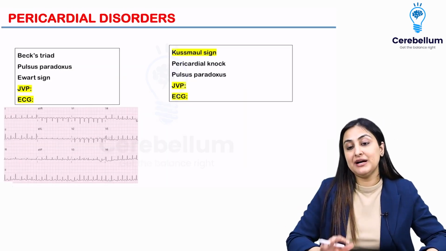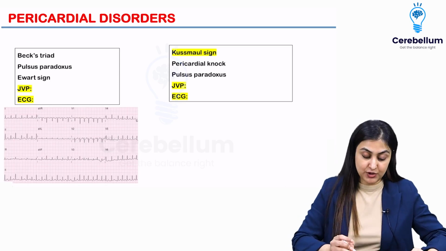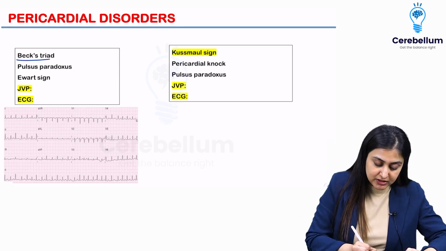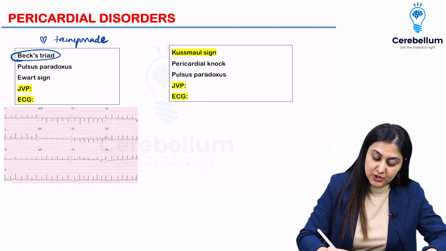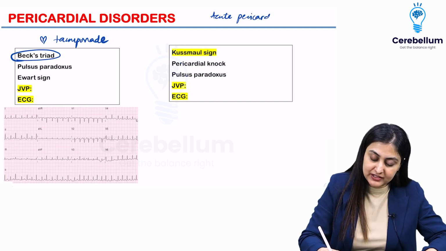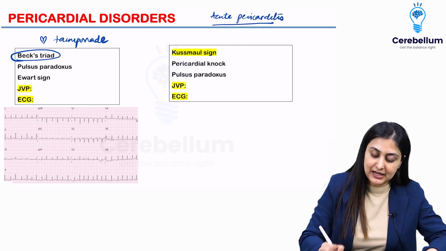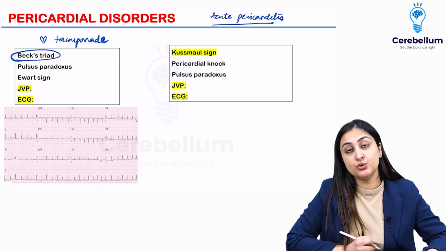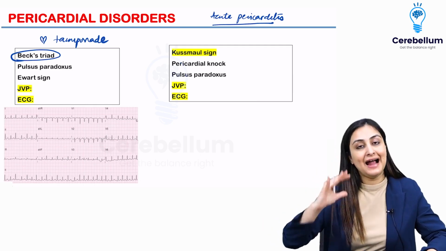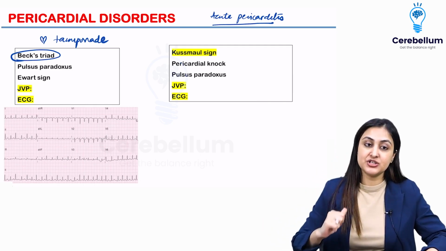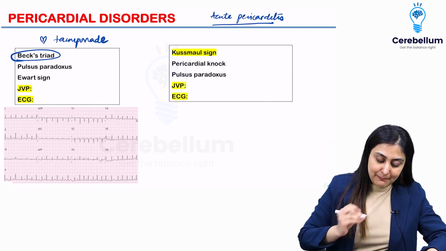Two very important medicine things about pericardial disorders. Whenever you hear the term Beck's triad, you already know I'm dealing with cardiac tamponade. As far as pericardial disorders go, one we have already seen, which is acute pericarditis. A quick revision: you will have a pericardial rub, acute chest pain, global ST elevation, and PR depression. Tamponade, you have the Beck's triad.